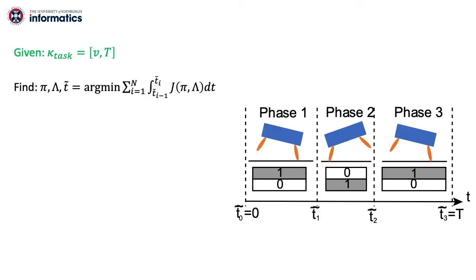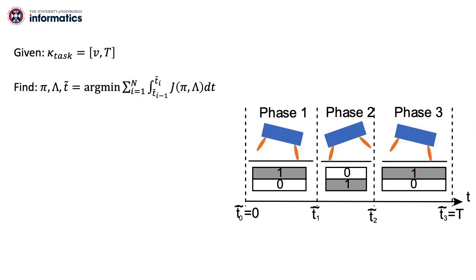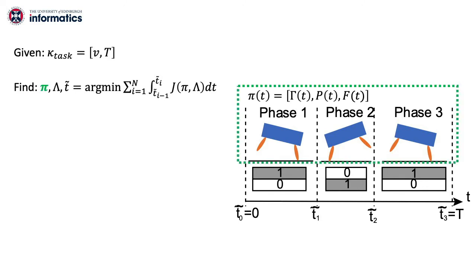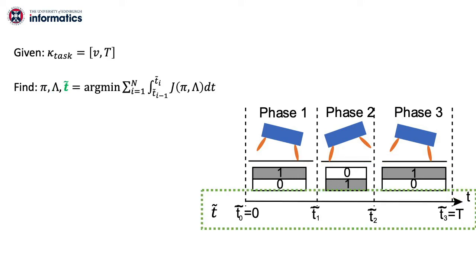Given a task descriptor, kappa task, our formulation aims to compute an n-phase motion that minimizes a user-defined cost J. In this work, we consider periodic locomotion tasks where we use v and T to denote forward locomotion speed and cycle duration, respectively. The decision variables of our formulation include pi, a collection of continuous trajectories such as body trajectory, gamma, feet trajectory, p, and contact force profile, f. The gait pattern matrix, lambda, which uses binary variables to denote the contact configuration of each phase. And the phase switching time vector, tilde t.